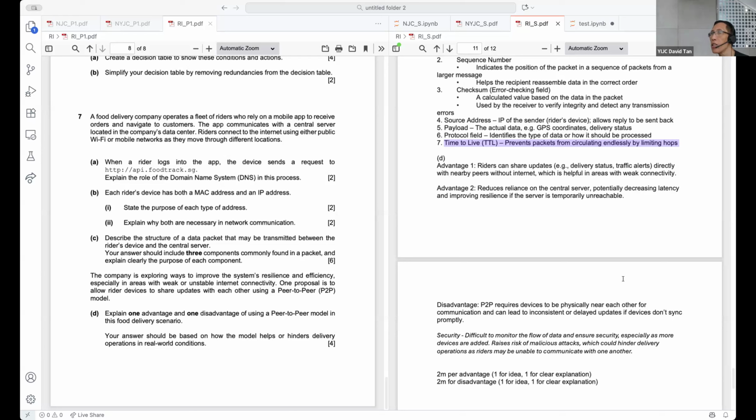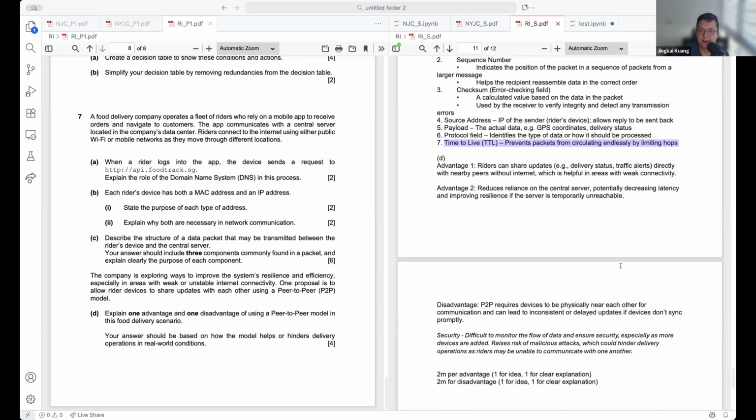So peer-to-peer requires some kind of network, but that kind of network is not the internet. It can be some kind of long range or short range wireless, for example, Bluetooth.